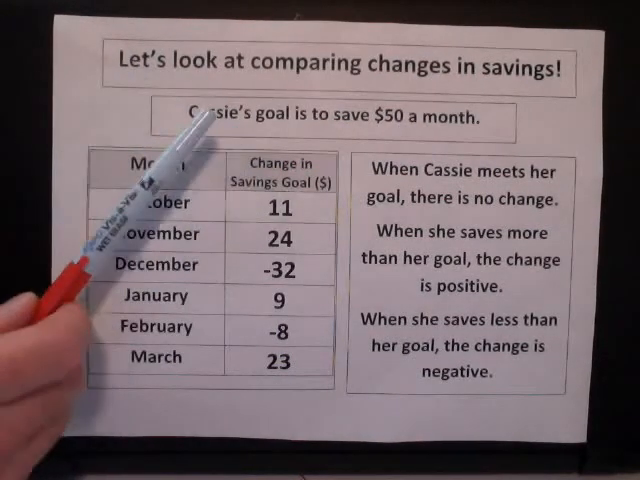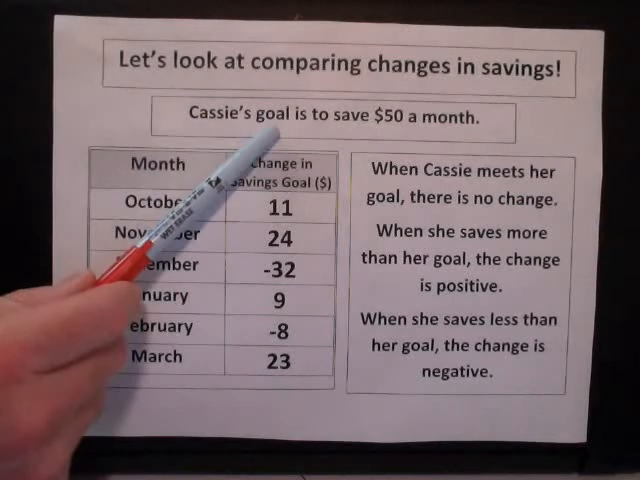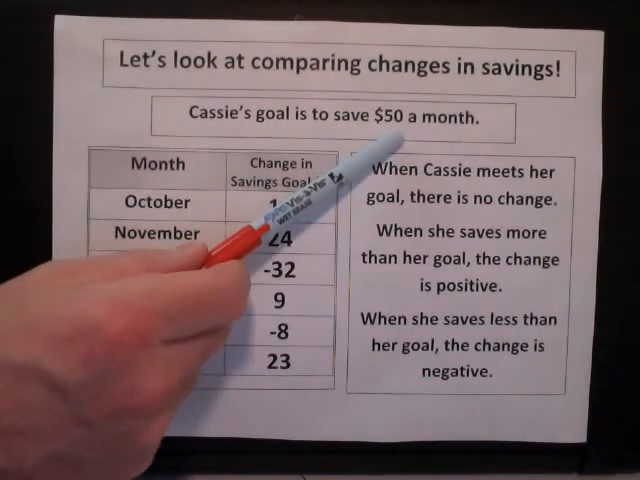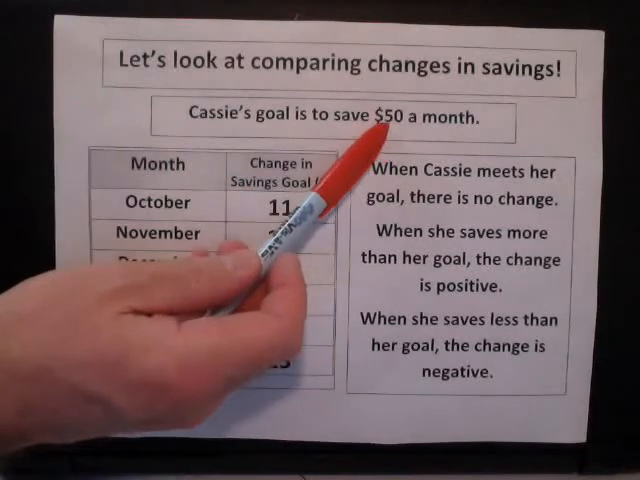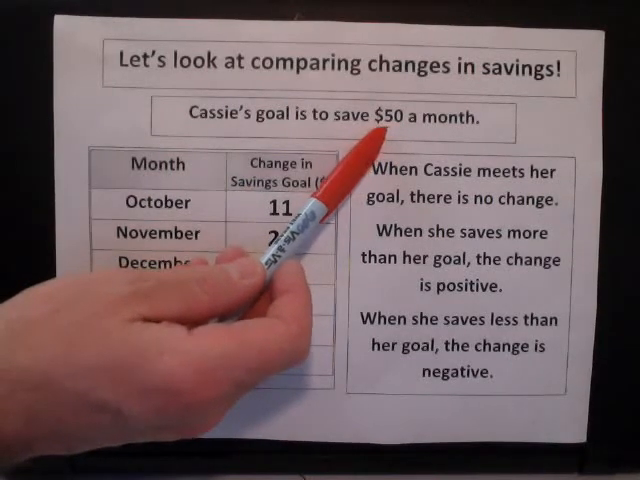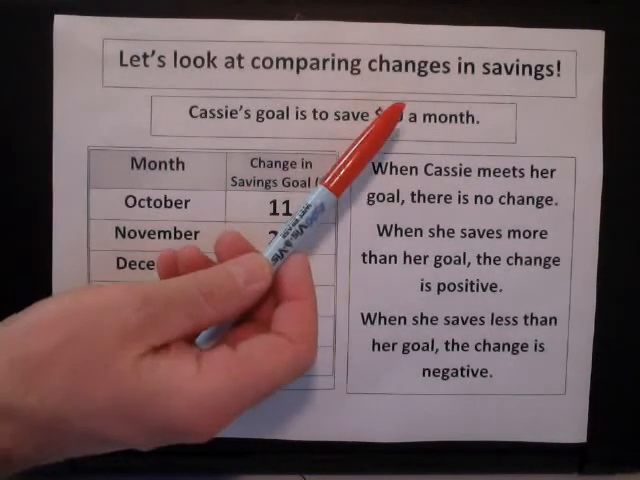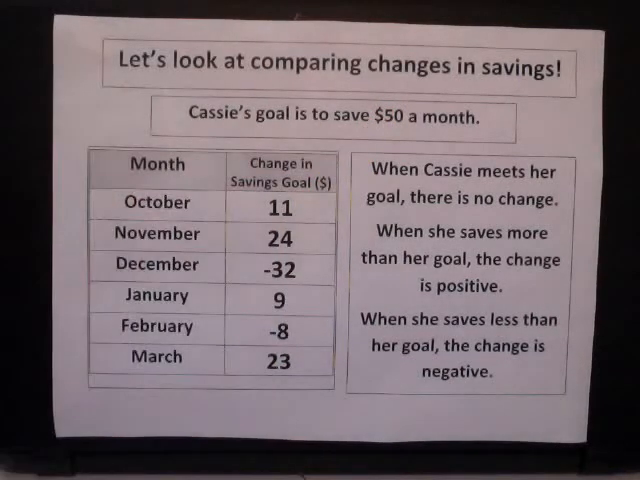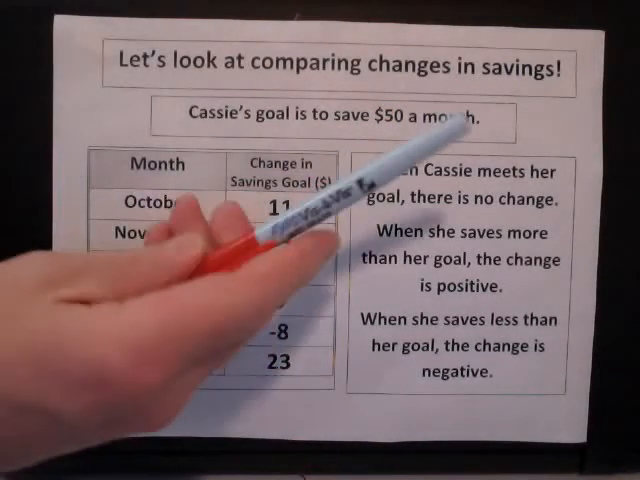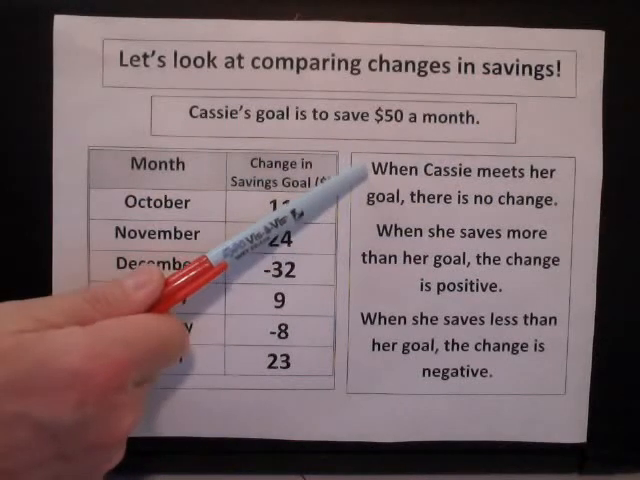Here's the situation. Cassie's goal is to save $50 a month. So that's what she wants to do every month. She wants to put that much in the bank. But some months she's going to try and put more in, and some months she might not be able to put that in based on other bills she has to pay. Now, keep in mind these things right here.